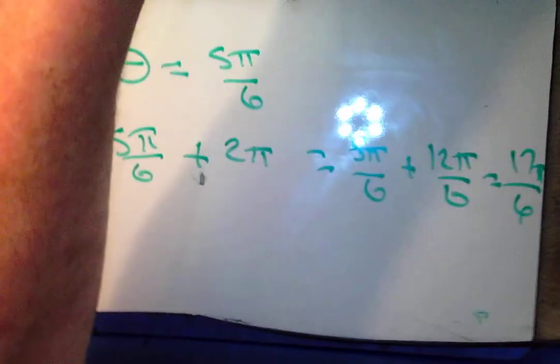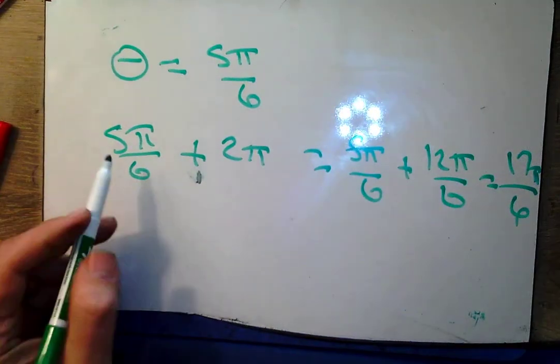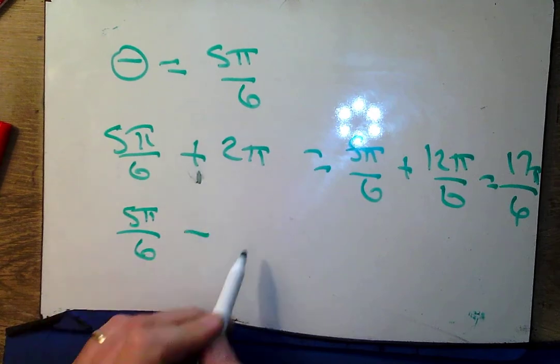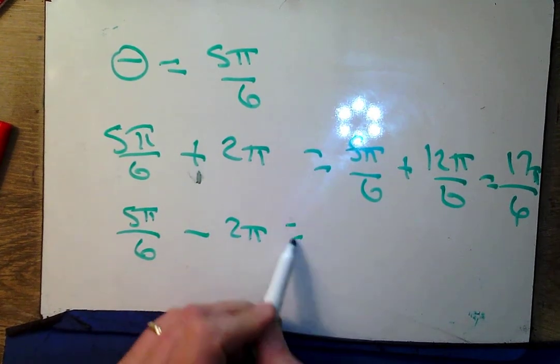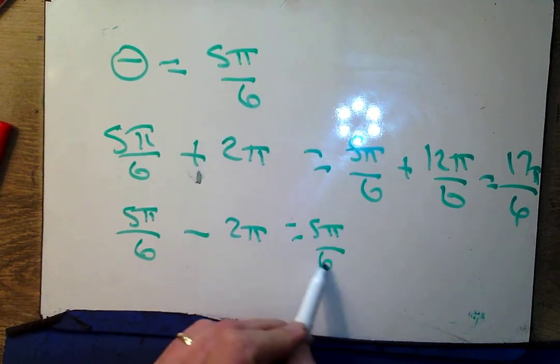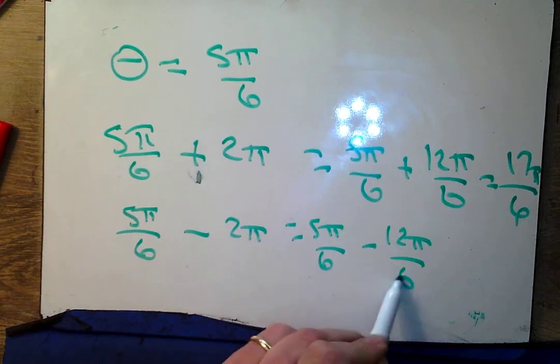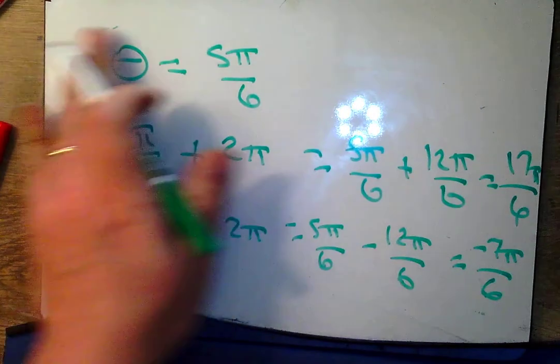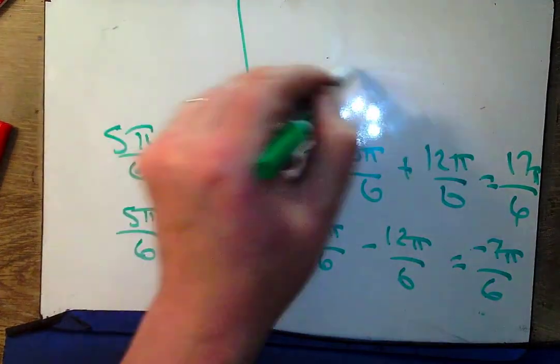Or, what if instead I had asked for a negative coterminal angle? So then I'm going to say 5 pi over 6 minus 2 pi. And that's going to be 5 pi over 6 minus 12 pi over 6. And I'm going to get negative 7 pi over 6. And what does that mean? Well, take a look at the picture.